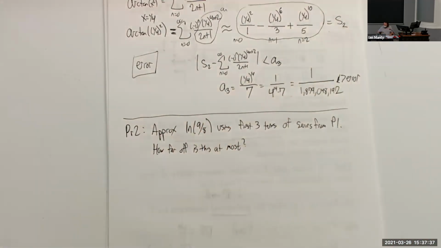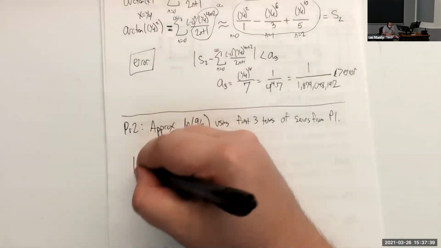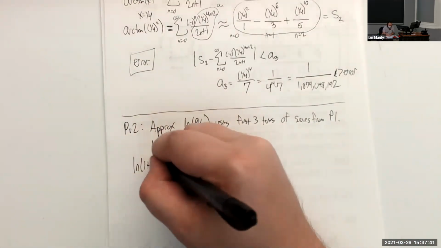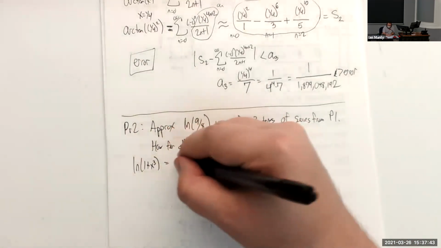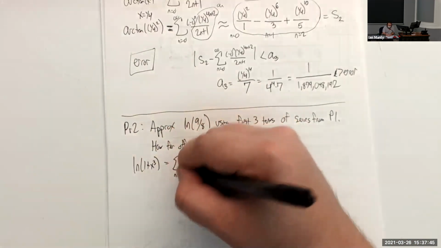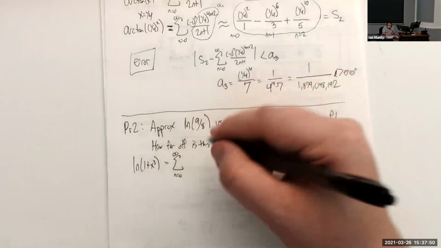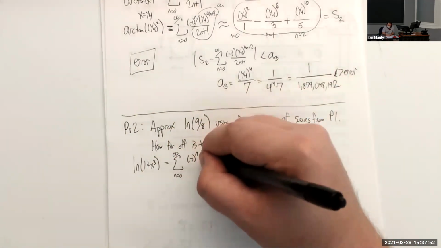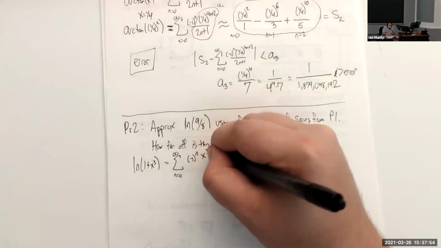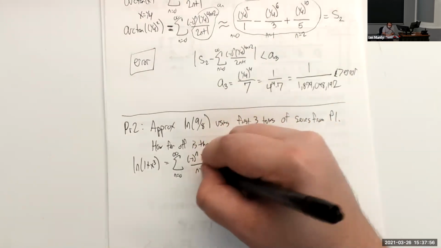So just a reminder, let me write down the series we found earlier. Ln of 1 plus x cubed is the sum from n equals 0 to infinity of -1 to the n, x to the 3n plus 3 over n plus 1.